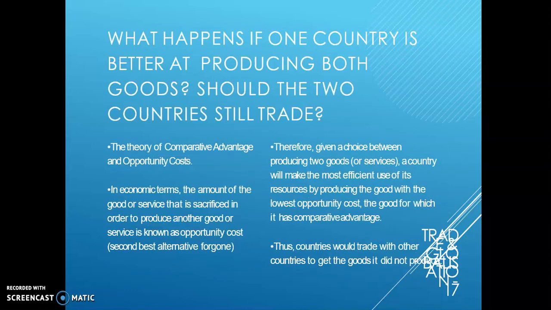Therefore, countries will only trade when their unique combination of labor, capital, and land factors of production enables them to produce most efficiently and cheaply. So what happens if one country is better at producing both goods?